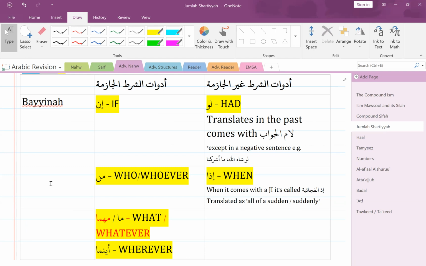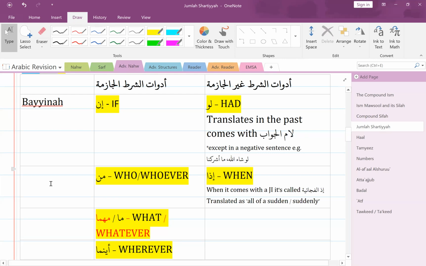So we have the adawat al-shart al-jazima. Basically what that means is that they make the two fi'als, the fi'al shart and the jawab, majzoom. If there's a fi'al mudari' in the jawab, it's going to be majzoom. We understand that. In is one of them, and we learned this when we were doing in, lam, lamma, and law. So in is one of the adawat al-shart al-jazima. Okay, that's number 1. Then you have man.